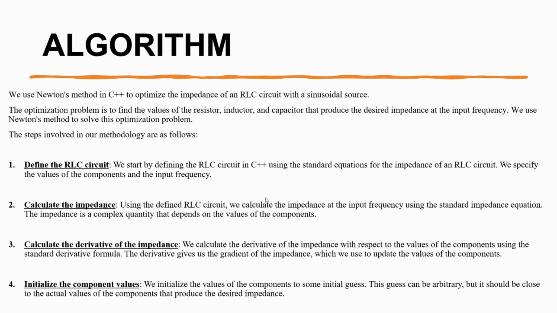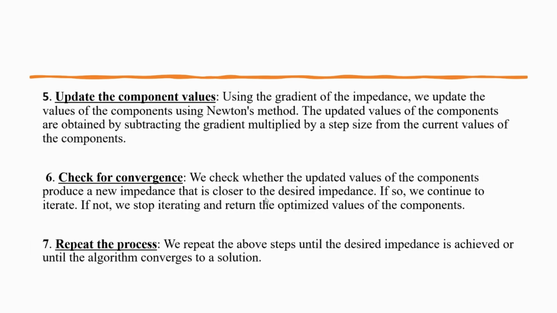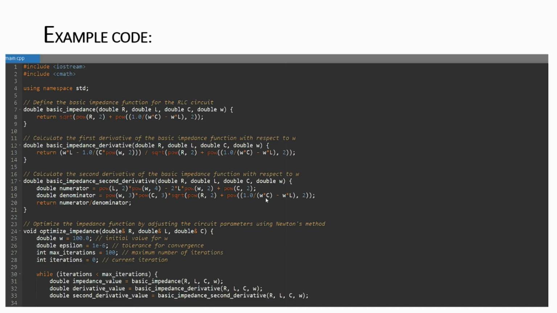We calculate the derivative of the impedance with respect to the values of the components using the standard derivative formula. Next, initialize the component values. We initialize the values of components to some initial guess. This guess can be arbitrary, but it should be close to the actual values of the components that produce the desired impedance. Update the component values. Using the gradient of the impedance, we update the values of the components using Newton's method. Check for convergence. We check whether the updated values of the components produce a new impedance that is closer to the desired impedance. Repeat the process. We repeat the above steps until the desired impedance is achieved or until the algorithm converges to a solution.